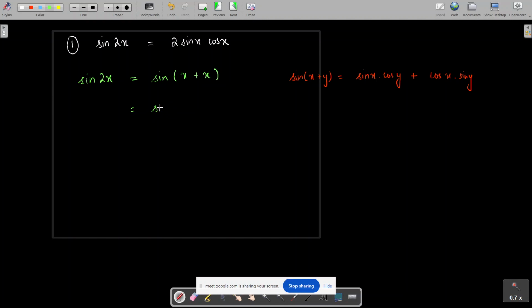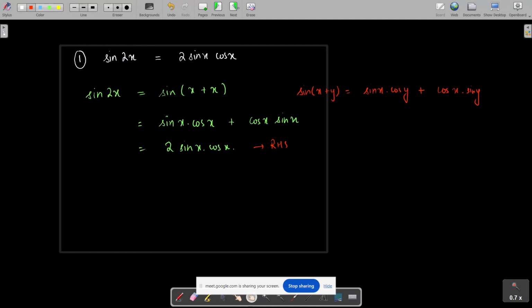So this becomes sine of x and cosine of x, because my y is basically x, plus cosine of x and sine of x. So you have 2 of sine x cos x. This becomes 2 sine x cos x, and that's basically your right hand side. Interesting, that makes sense. So this is the proof of this identity.